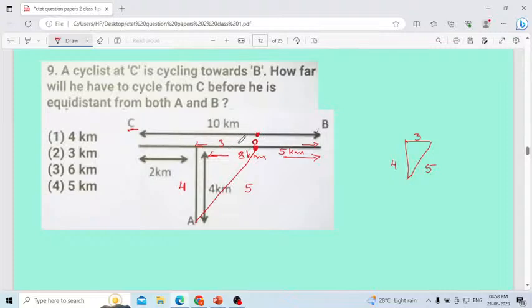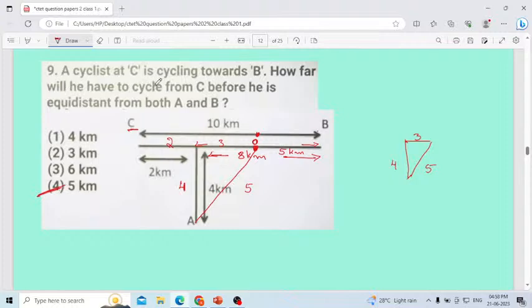Then how much distance did he travel? 3 plus 2, it will be 5 kilometers. Don't consider only 3. He traveled before A also 2 kilometers. So 2 plus 3 is nothing but 5 kilometers. Understand the question a little and you can easily solve the problem.